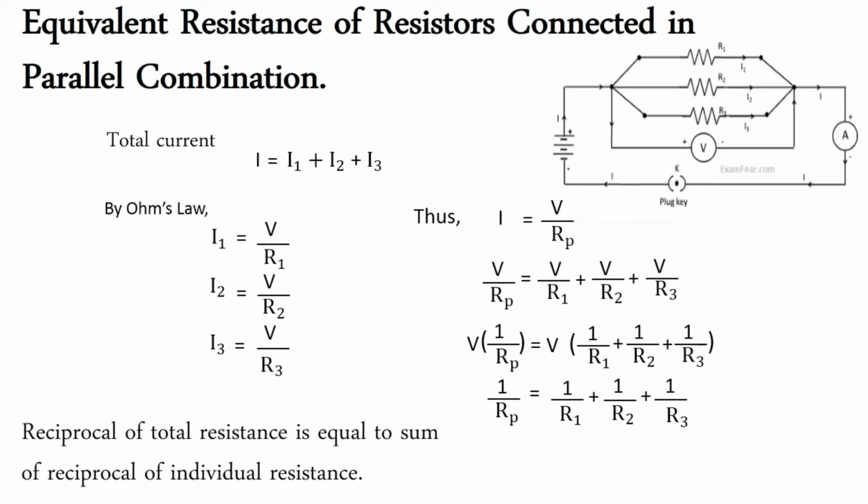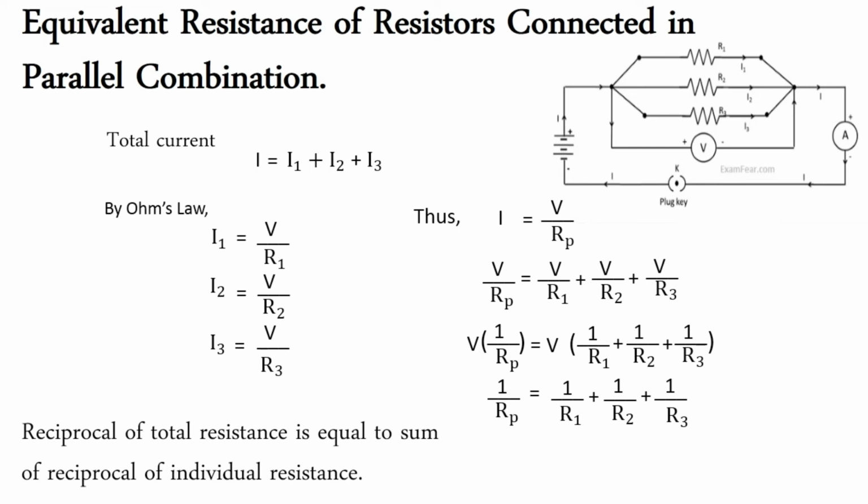Now what will it be if we write it in definition form? This 1 upon Rp can be written as the reciprocal of total resistance. So the reciprocal of total resistance is equal to the sum of the reciprocals of individual resistances.